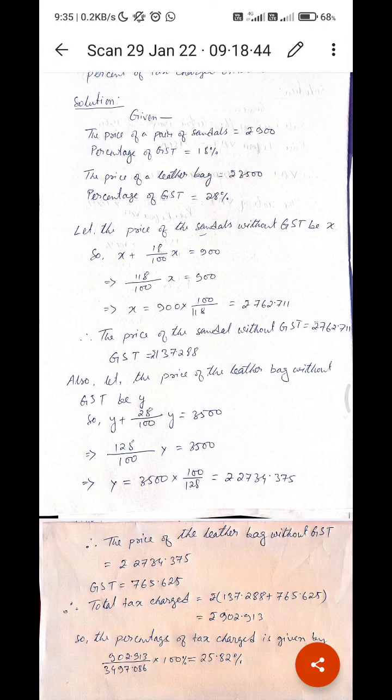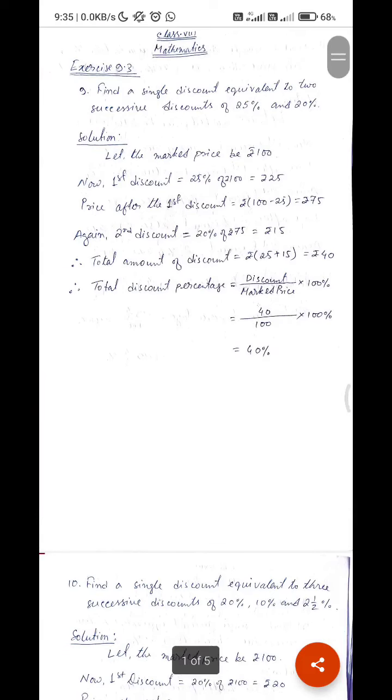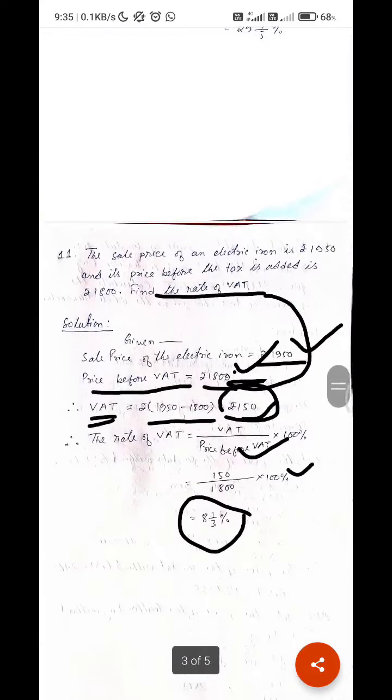I hope you understood this, students. In case of any doubt regarding these solutions, please inform me, and please note down these solutions and upload them in the group, okay, as soon as possible.